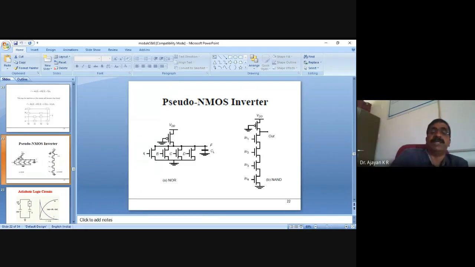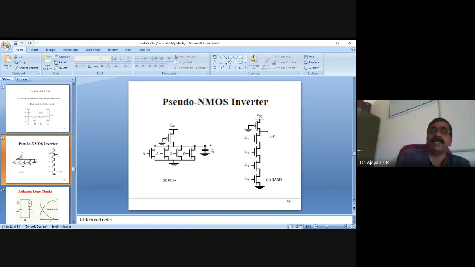So what is the difference is there is no pull-up network. Instead of that, one PMOS is there whose gate is permanently grounded. The source of the PMOS is at VDD. So VGS of the PMOS becomes VDD minus 0, that is VDD, or minus VDD, we are not taking the sign. So VGS is equal to VDD. Now it is greater than VT. So the PMOS is always on.